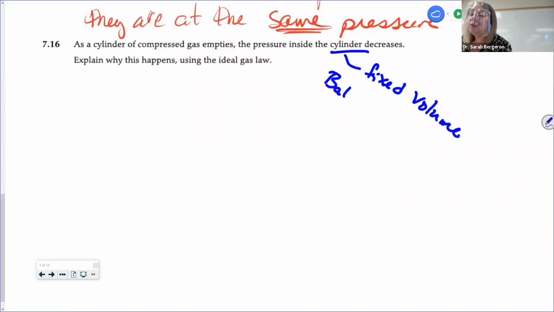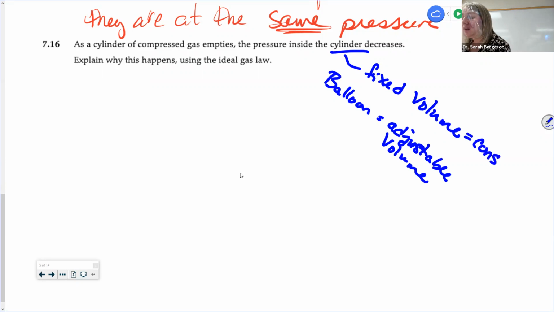So if you see that, you know a cylinder is a fixed volume. A balloon is an adjustable volume. So if it's a cylinder, volume is constant. If you have a balloon, the balloon can change. Okay, so you have this cylinder of compressed gas. As it empties, the pressure inside the cylinder decreases. Explain why this happens using the ideal gas law. So this one, I actually told you, are you going to put peas and vegetables on the table or are you using PIVNERT? PIVNERT is the ideal gas law.